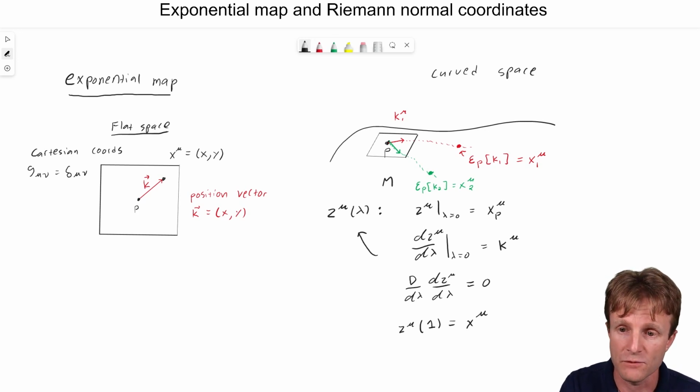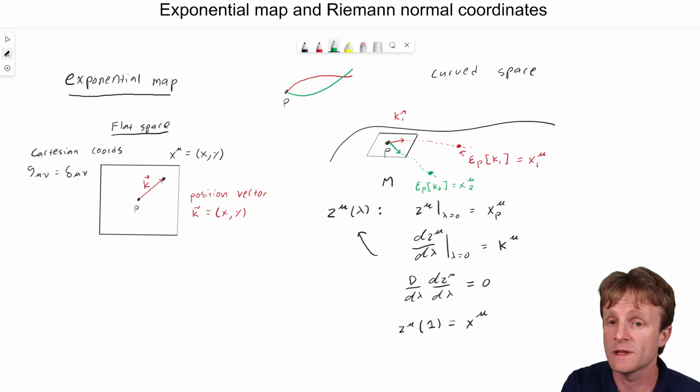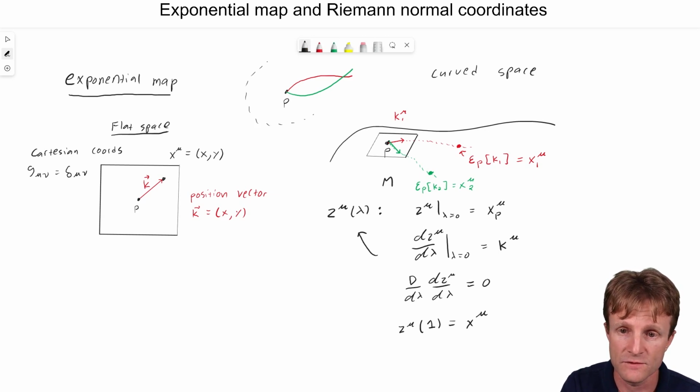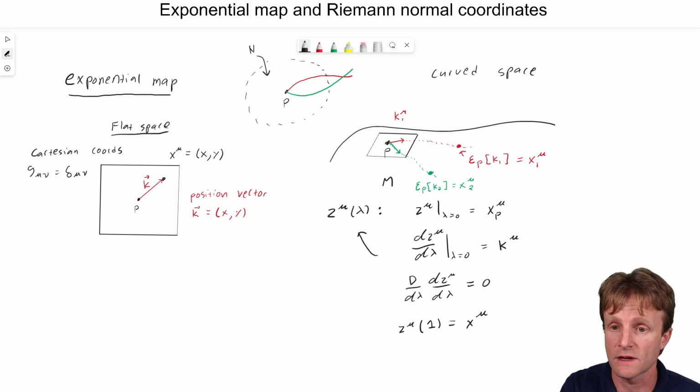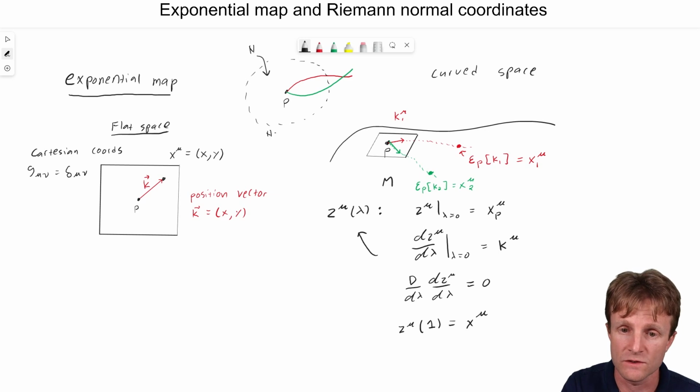If you go far enough away from a point P, you could have the situation where the geodesics actually cross. The red one and the green one start out going in different directions, but do that. And outside of this region, the exponential map would still be okay, but it would not be invertible because it's not one-to-one. And so what we do is we find a sufficiently small region, which I'll call N, where there exists a unique geodesic connecting any point in N with P. And that region is called the normal neighborhood.